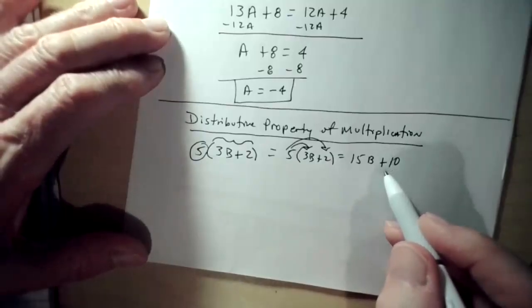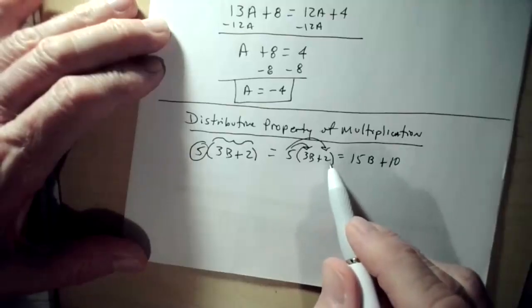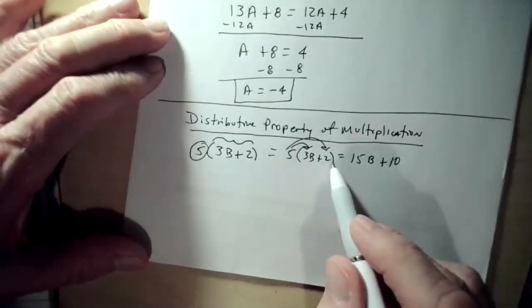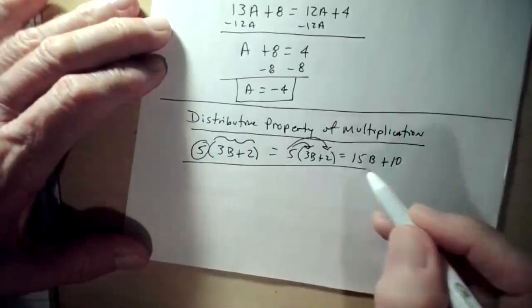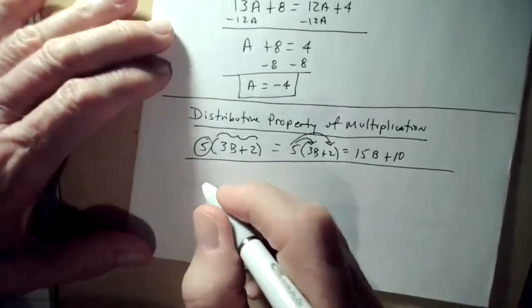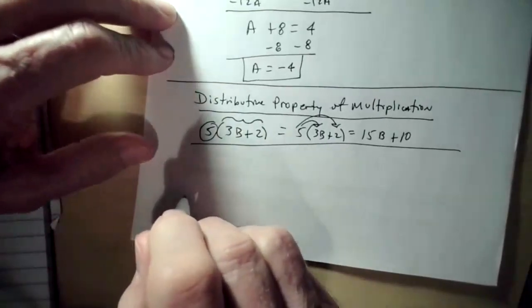Can we combine these 2 things? No, they're not like terms. Okay, this makes sense to everybody? Very, very important. Distributive property of multiplication.